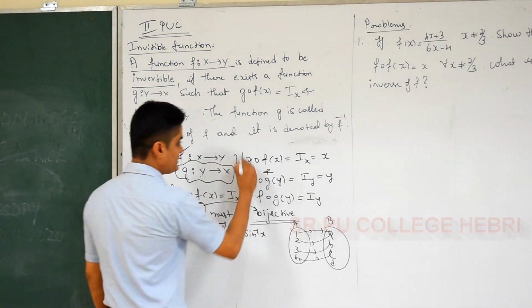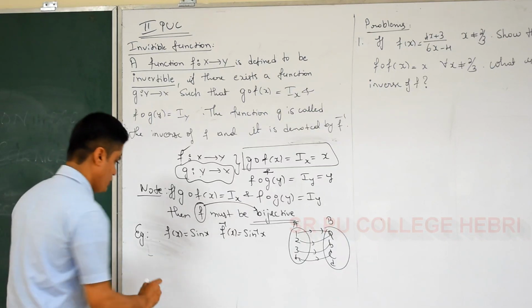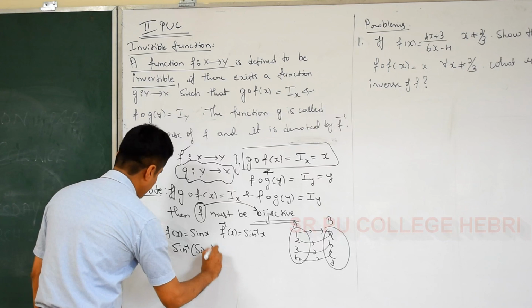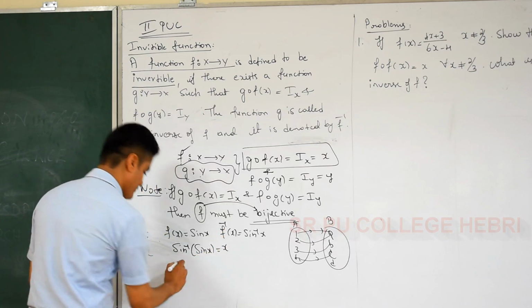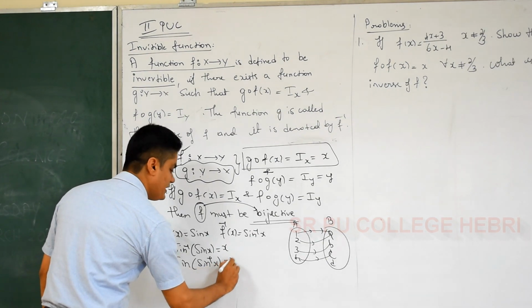I'll just explain this first, how it is possible. You know one property in inverse trigonometric functions. What was the answer for sin inverse of sin x? Yeah, identity function of x. Or sin of sin inverse x. What is the answer? x only.